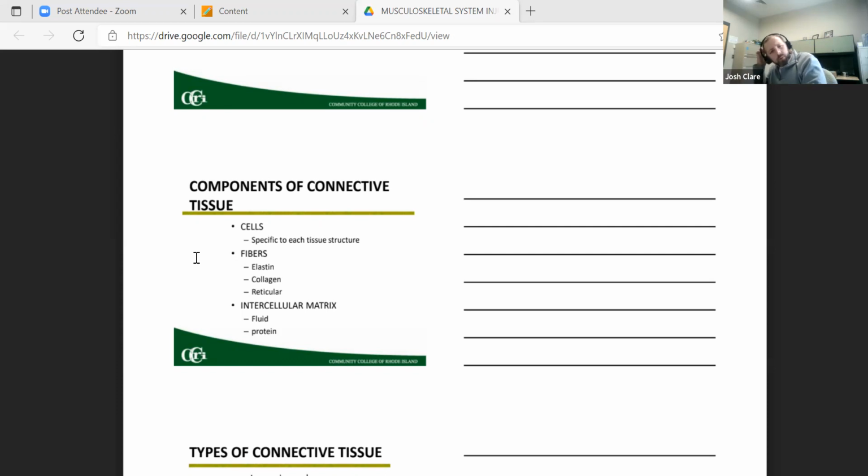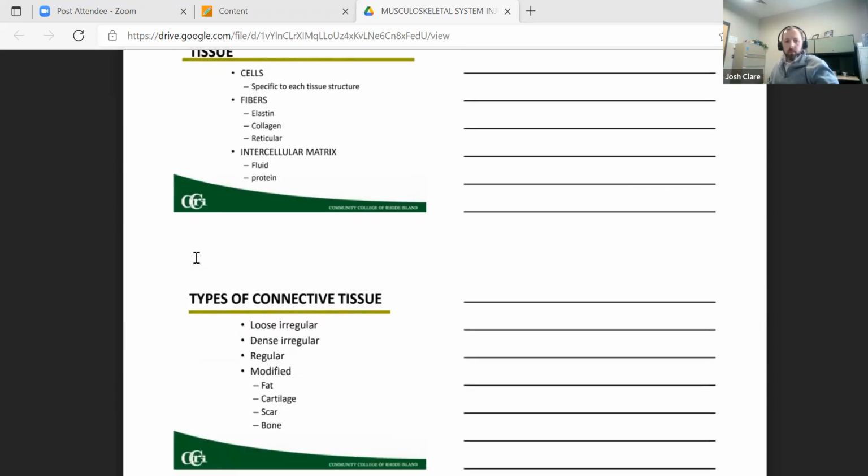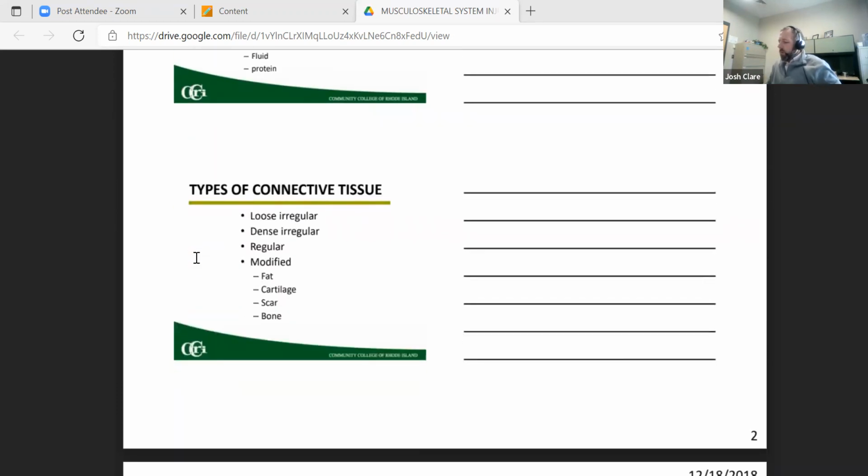In the extracellular matrix, we have a bunch of fluid, ground substance, and other proteins. Don't really need to remember all of it, but it is very important because that's where a lot of the nutrients get into these fibers, different tissues. So we have different types of connective tissue. We have loose irregular, which has an equal amount of collagen and elastin fibers to it.